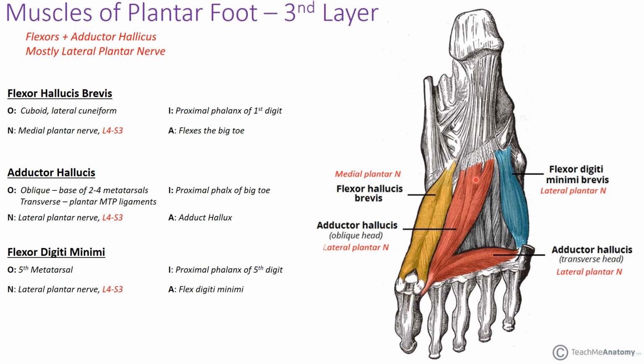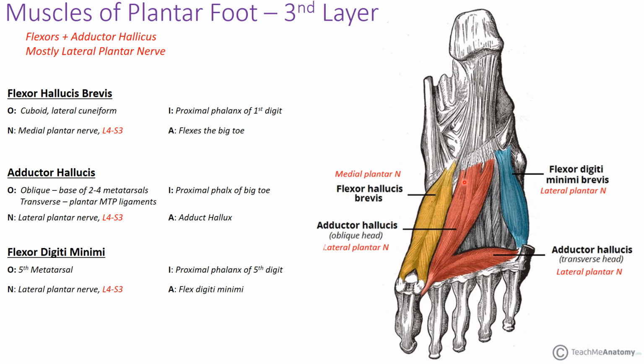The next is your adductor hallucis. Again, we mentioned that it has an oblique head and a transverse head. The oblique head is going to originate from the base of metatarsals 2 through 4, and it's going to insert onto the big toe, whereas the transverse head is going to originate from the plantar metatarsophalangeal ligaments, or metatarsal ligaments, sorry. And again, it says in the name, adductor hallucis, its primary action is to adduct the big toe.